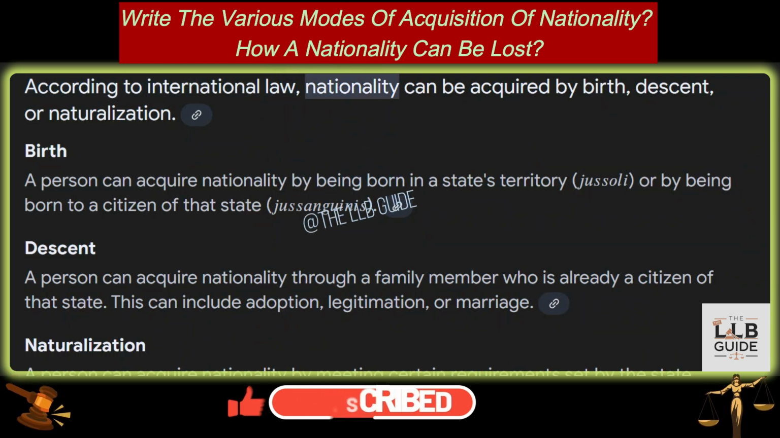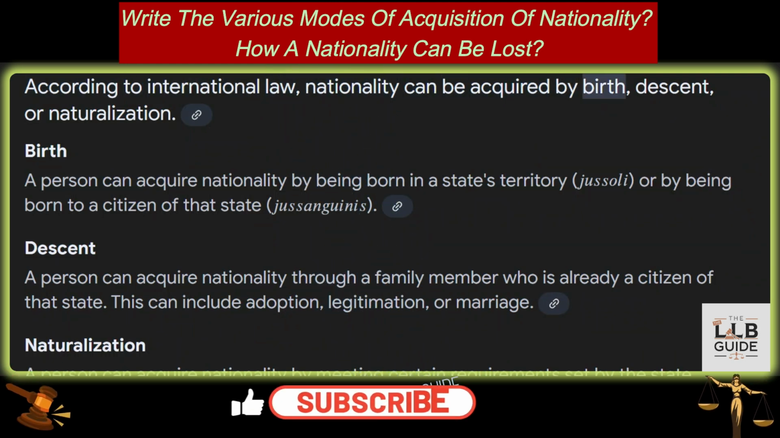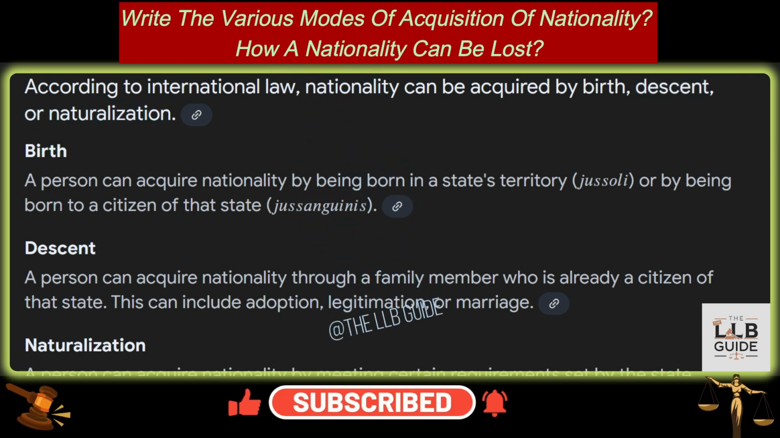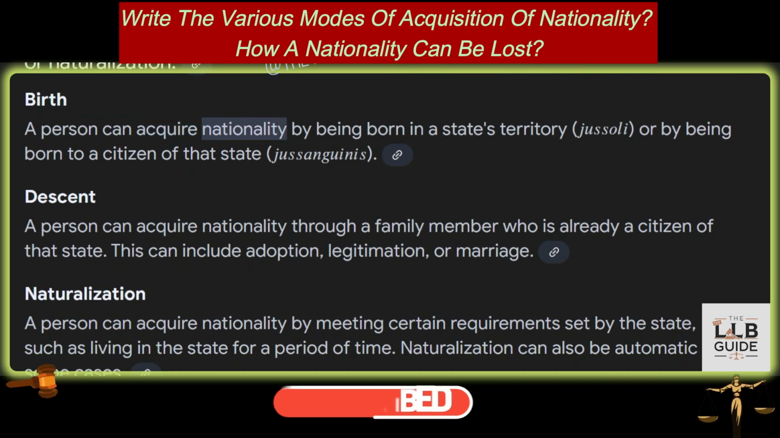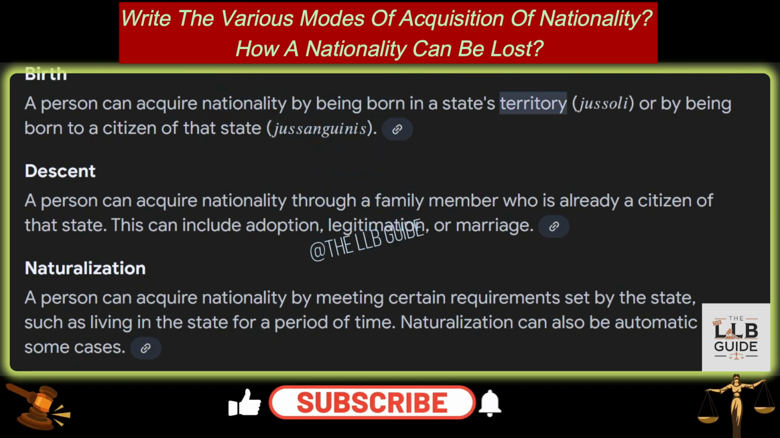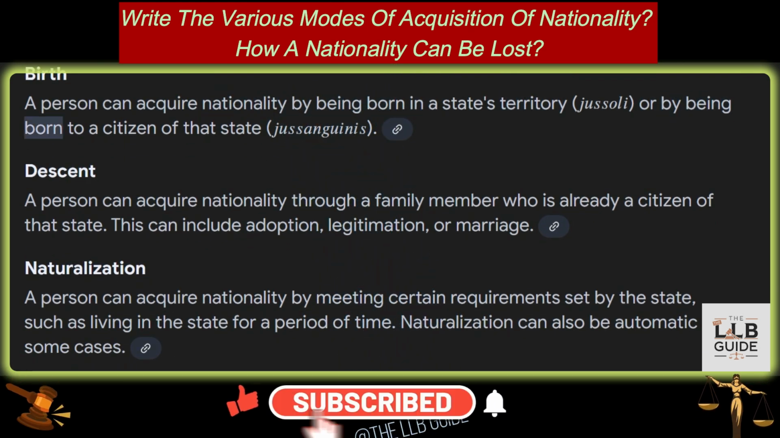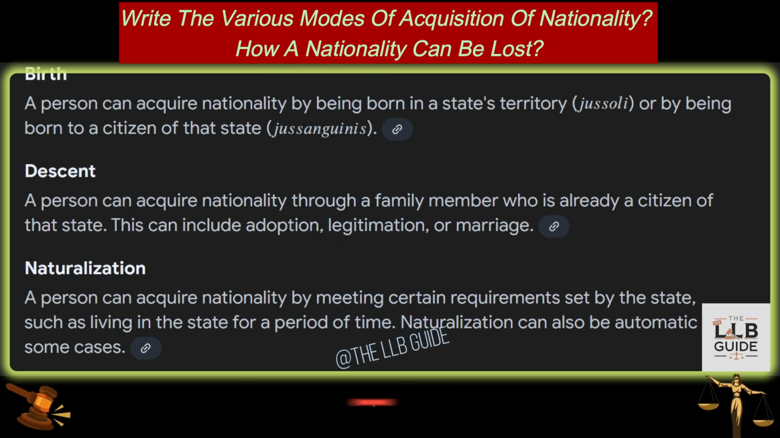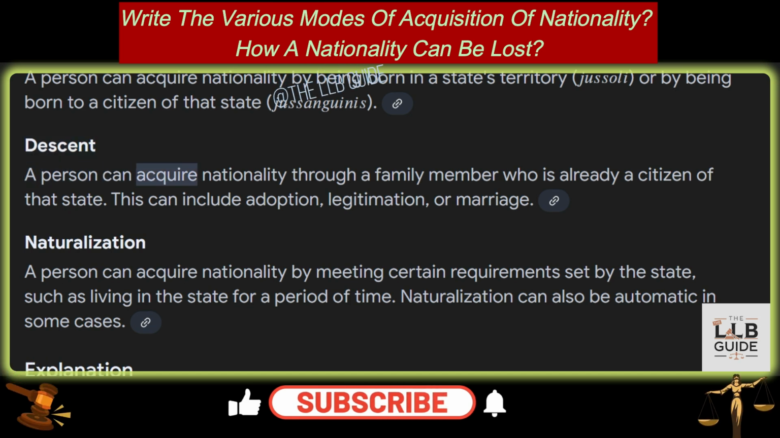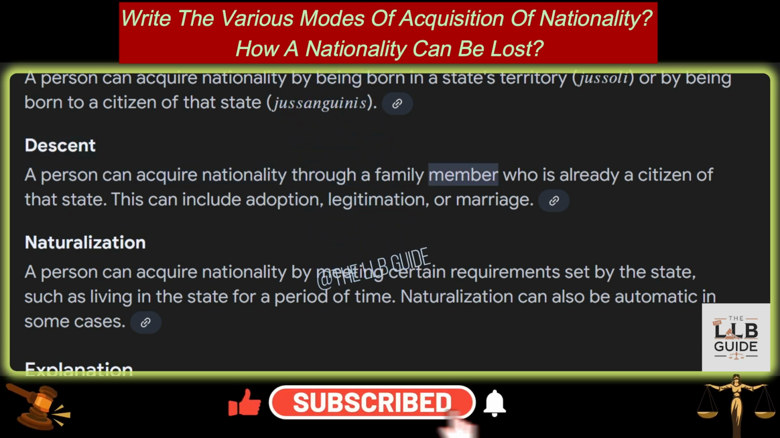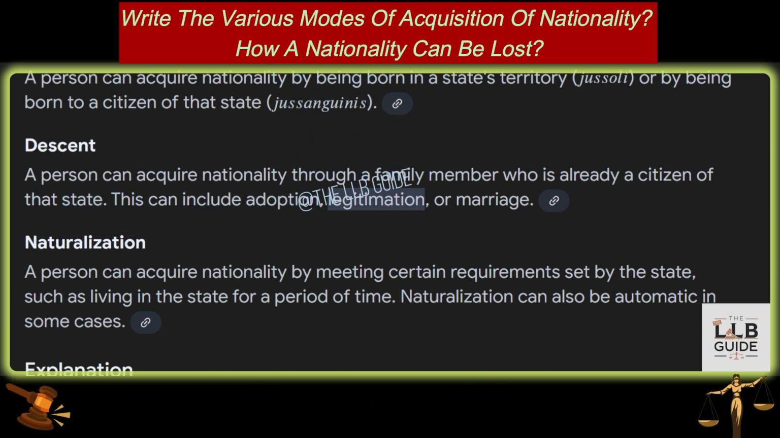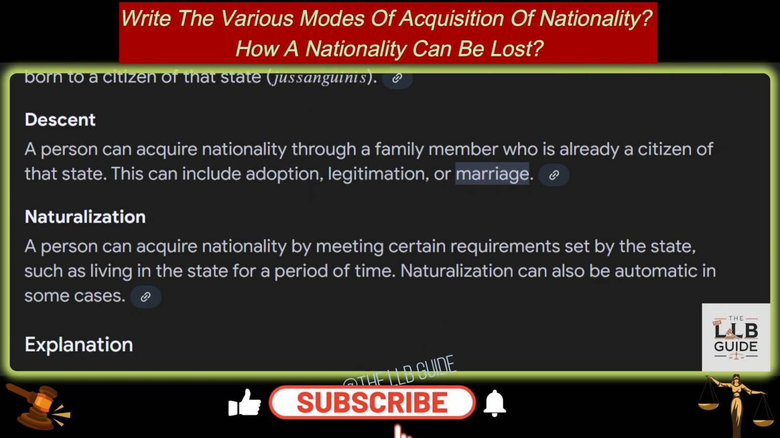According to international law, nationality can be acquired by birth, descent, or naturalization. 1. Birth. A person can acquire nationality by being born in a state's territory, jus soli, or by being born to a citizen of that state, jus sanguinis. 2. Descent. A person can acquire nationality through a family member who is already a citizen of that state. This can include adoption, legitimation, or marriage.